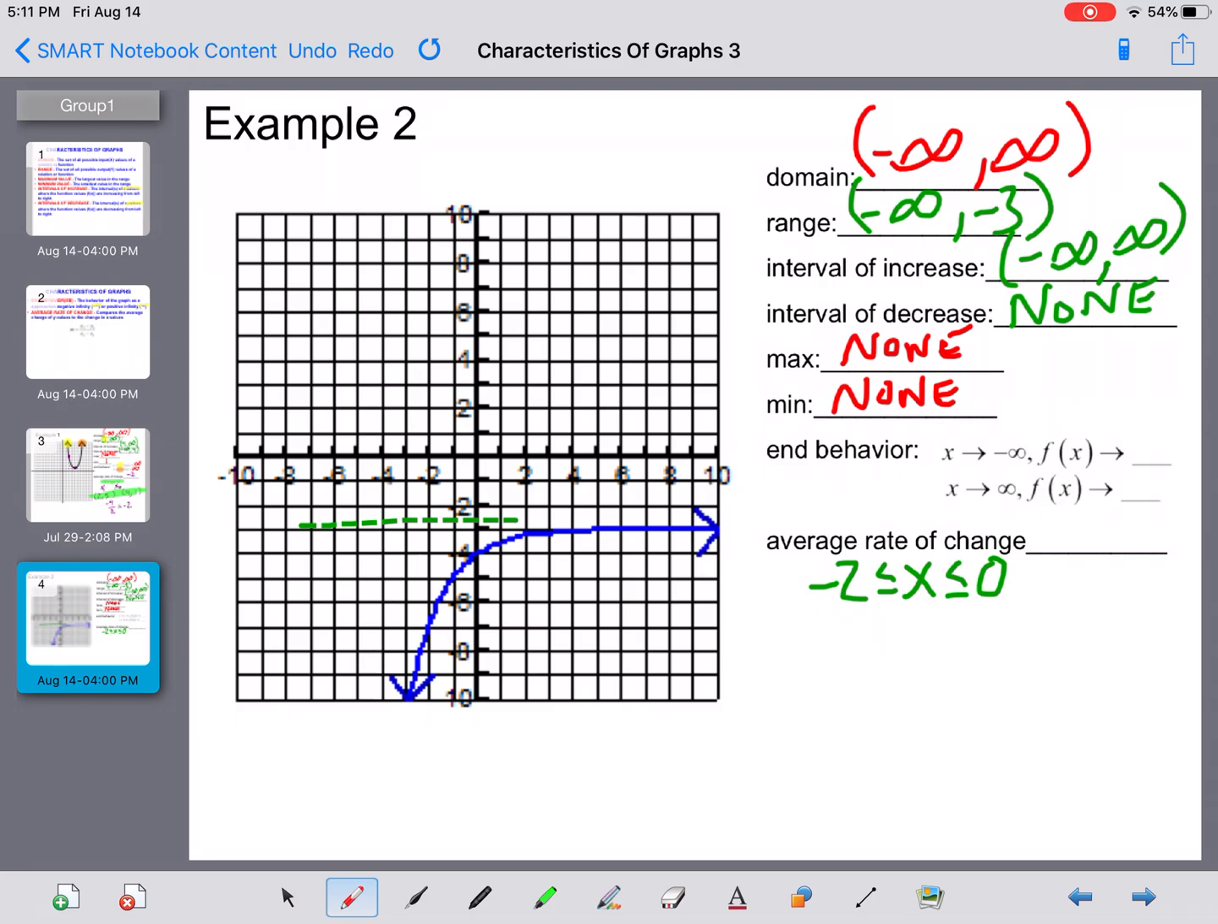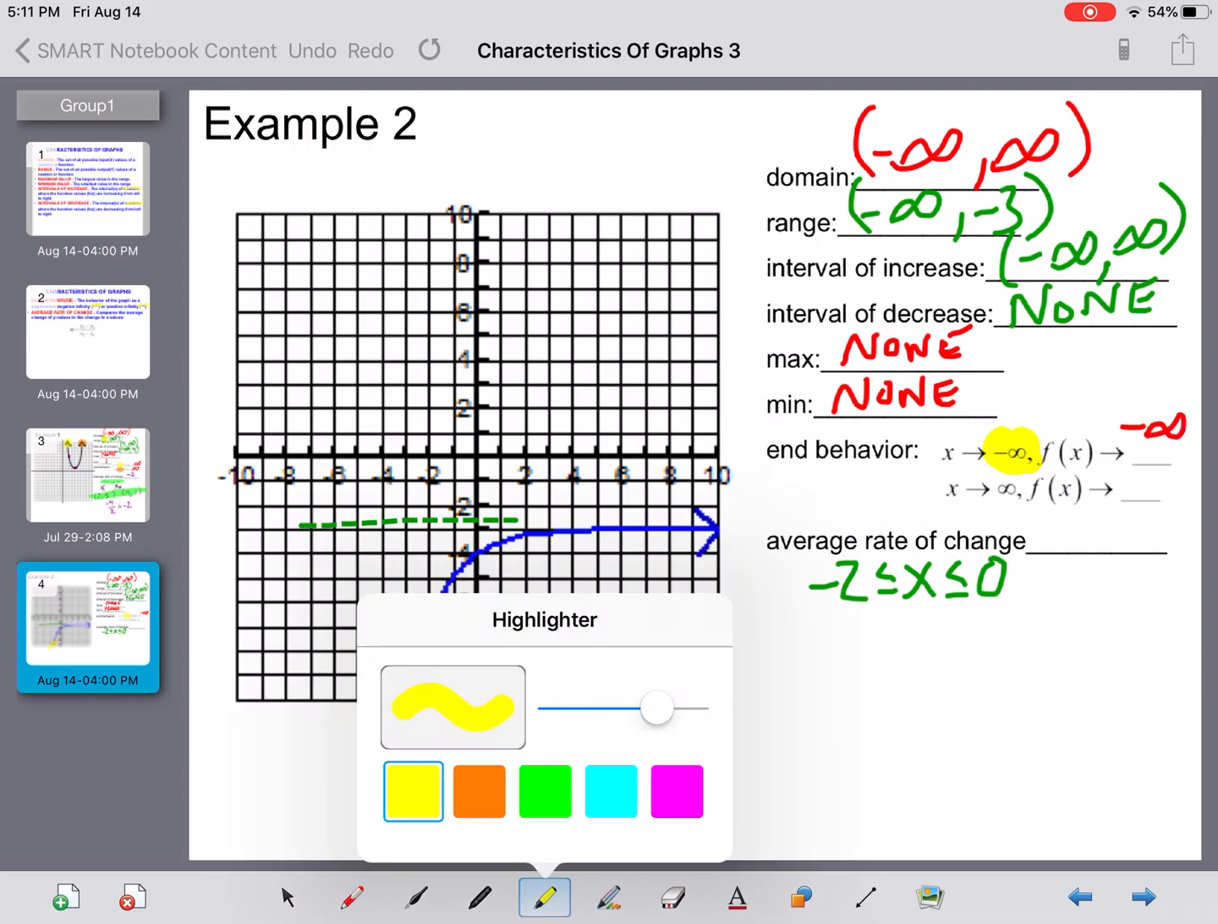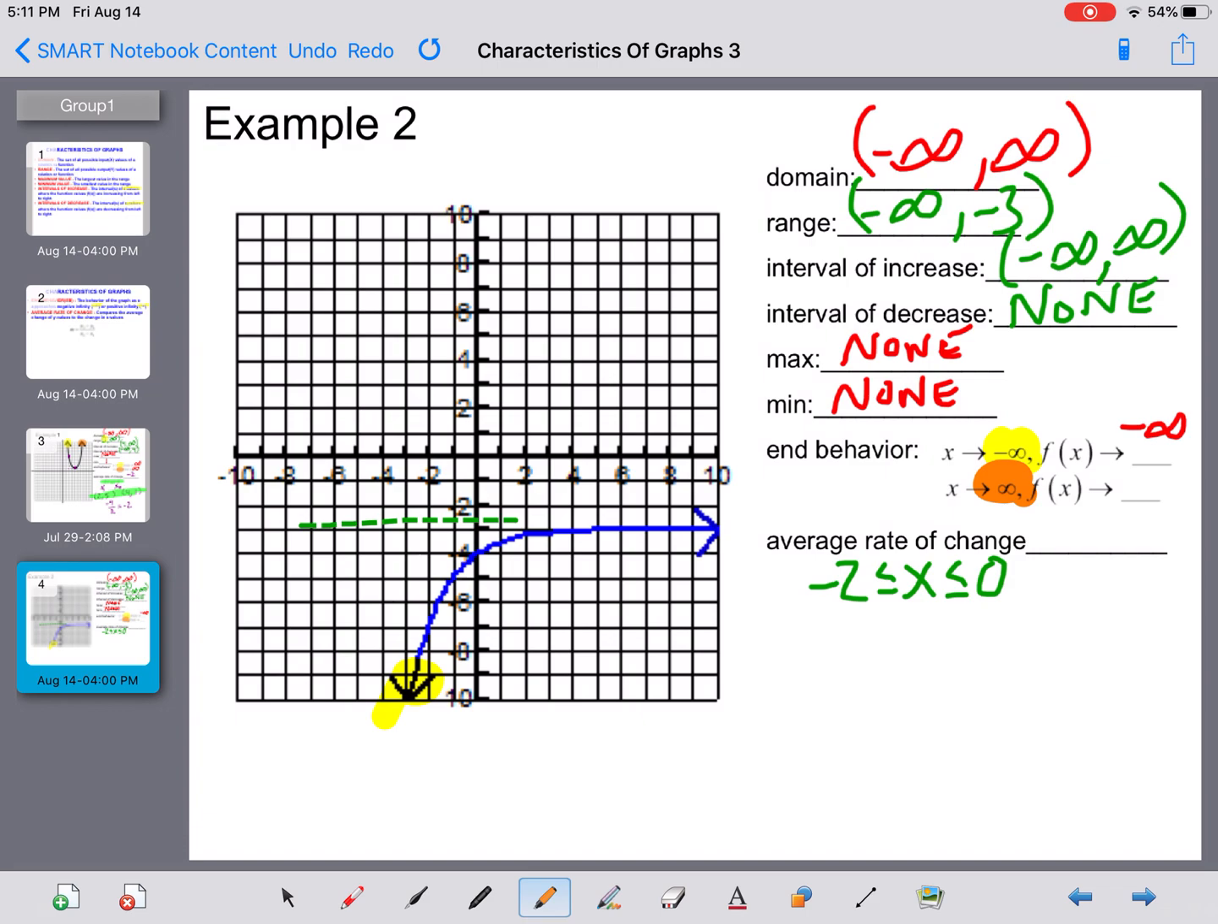For end behavior, again, we want to look at this one, which means the left arrow, which is right there. And that arrow is going down, so we're going to say -infinity. And then the right arrow, or +infinity, that is approaching our asymptote, so we're going to say that the y value there is -3. We're approaching -3. We're never going to reach it, but we are approaching it is what we're talking about there.